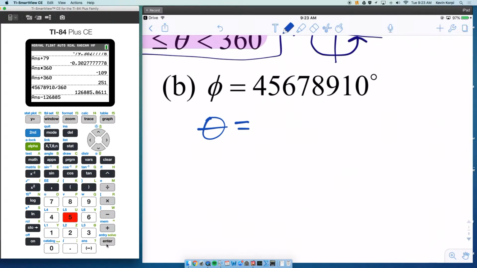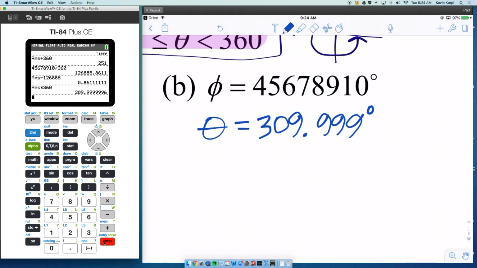And watch this. The decimals are 0.8611. You do not just want to go to the next line and type in 0.8611. Because look what happens when you subtract out the full rotations. You get more ones appearing because the calculator is storing that decimal. So now we just turn around and re-multiply by the exact same number we divided by, which is 360, and we get 309.999999999.